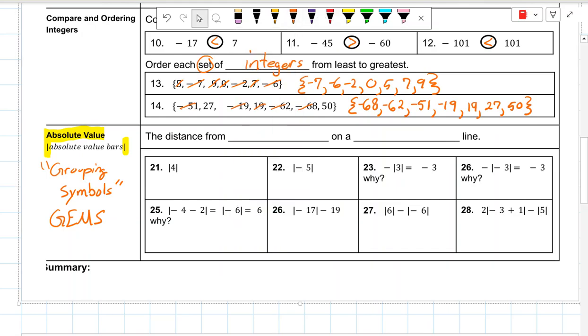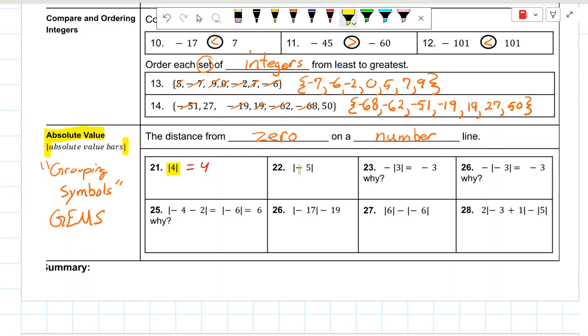It says the distance from 0 on a number line. So that's what the absolute value bars mean. So let's take a look at 21. This means the absolute value of 4 is 4. The next one, the absolute value of negative 5 is 5. Let's stop here for a moment.